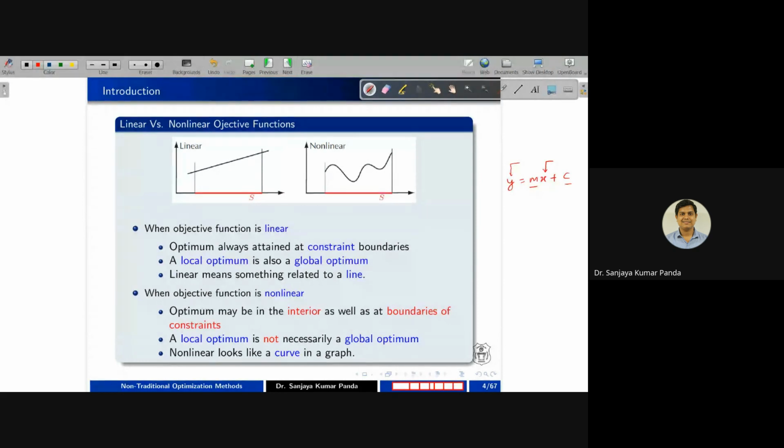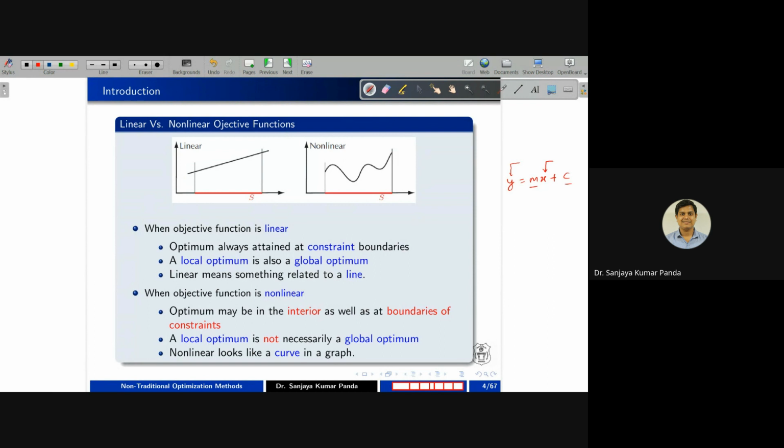But when you go for a non-linear objective function, the optimum may be in the interior as well as on the boundary of the constraint. Previously it was on the constraint boundary, but here it may be interior also. So if you get a local optimum there, you cannot claim that it is a global optimum. Non-linear means we are not talking about a particular line, but about a curve. In this way, the linear objective function is different from the non-linear objective function, and most of the objective functions which we are developing are non-linear in nature.